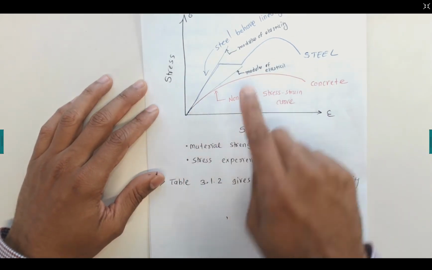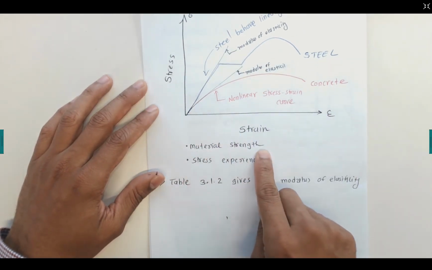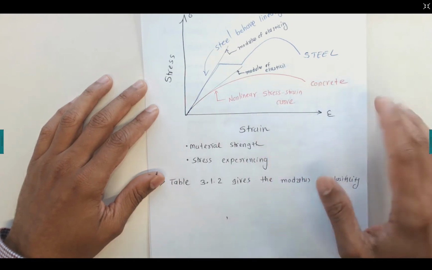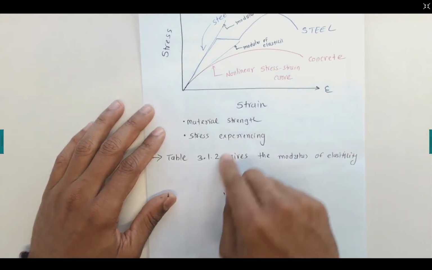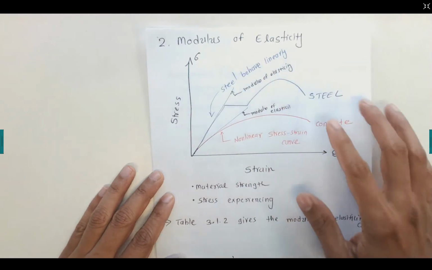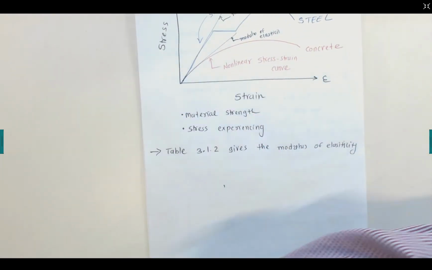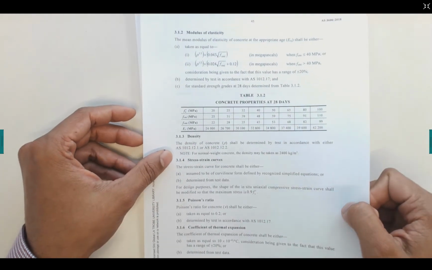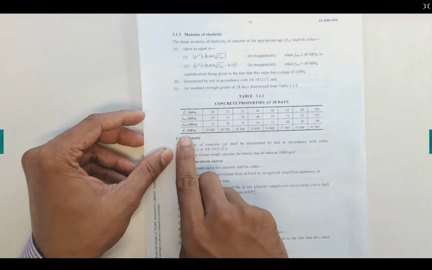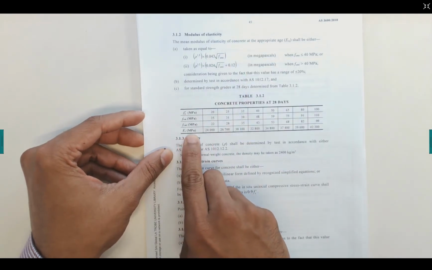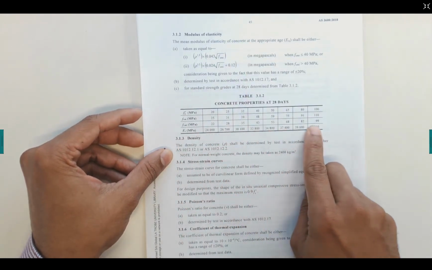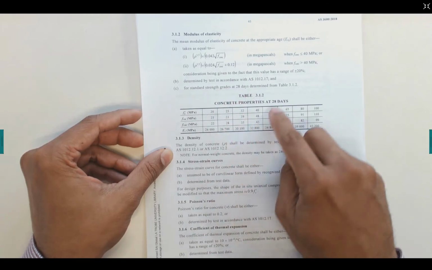Because of this non-linear stress strain curve, this is due to the material strength and the stress experienced by the concrete. Now where can we find this modulus of elasticity of the concrete? Again, we can use table 3.1 that gives us the modulus of elasticity. Same table that we use for finding the f'c on page number 45. We can find modulus of elasticity Ec. It has a different value for different concrete strengths.